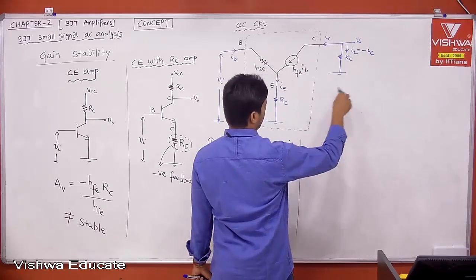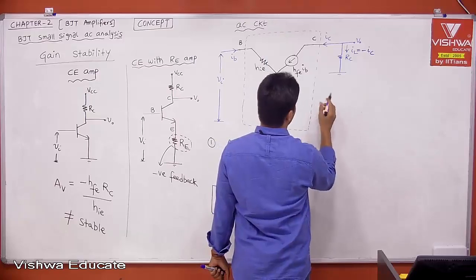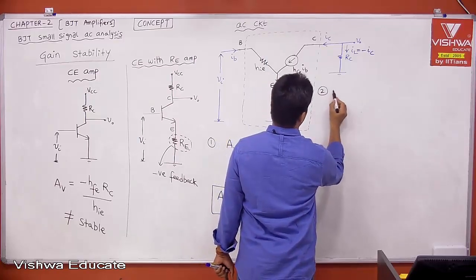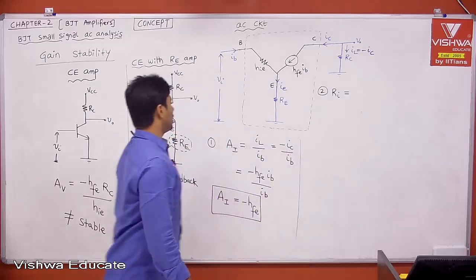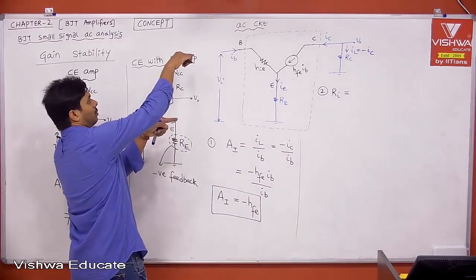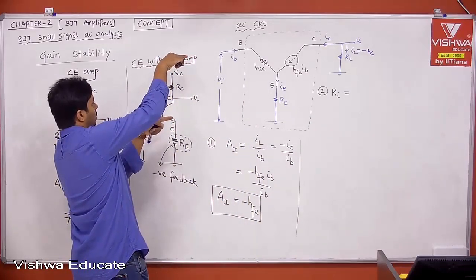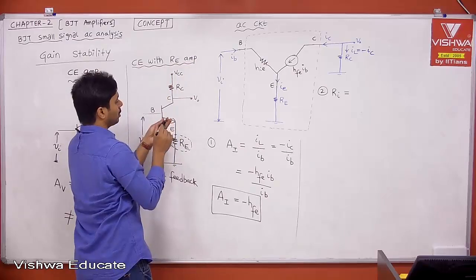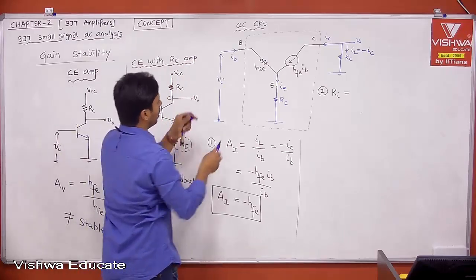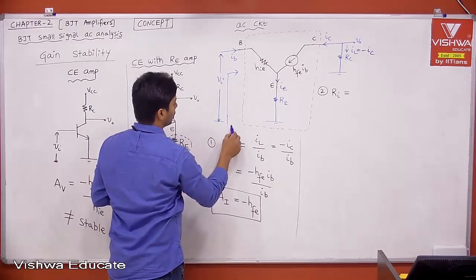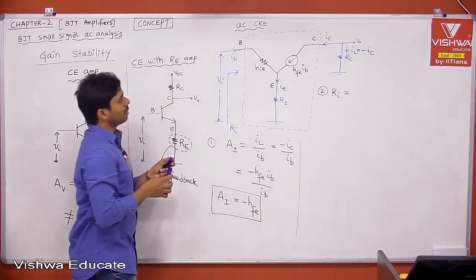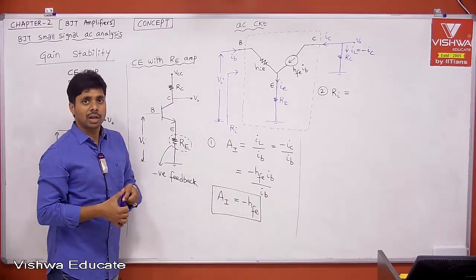I think I can start from here. The second one is input impedance. What is the input impedance definition? The impedance seen from the input port. What is the impedance seen from the input port? This is your amplifier, so the impedance seen from the input port is your RI, right? Therefore what is that input impedance? Can you calculate it directly?